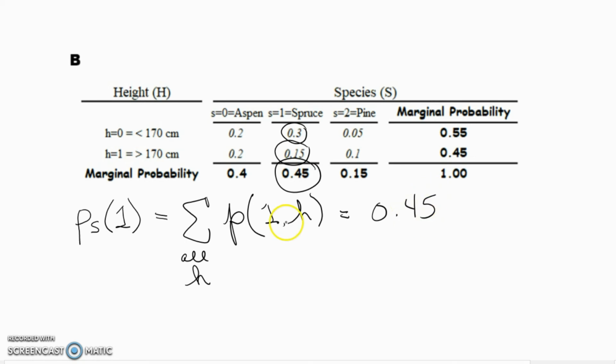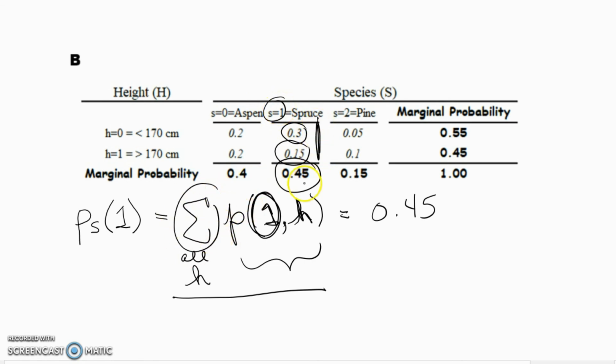So what's happening here? This is the joint distribution of species and height class. And what I'm saying in this expression is let's keep the species constant at 1, and then we're going to sum over all values of H, and that's going to give us 0.45.